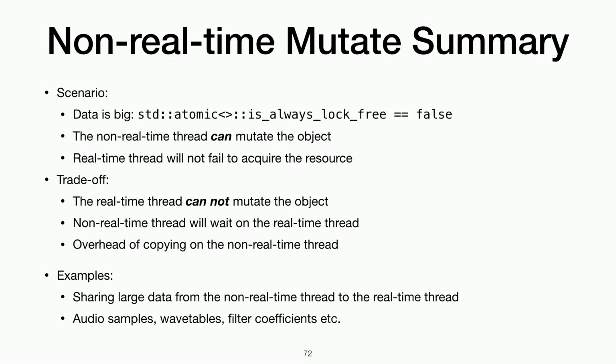So in summary, we have a scenario here where data is big. We can't use an atomic because it won't act in a lock-free way. The non-real-time thread can mutate the object. It's the non-real-time thread that's created a new object. But the difference to our previous try-lock example is that the real-time thread can't fail to access the resource. So it always has a valid object to use here. And the trade-off to that is that the real-time thread cannot mutate the object. Those changes will be lost. And the non-real-time thread, similar to the try-lock, will wait on the real-time thread.